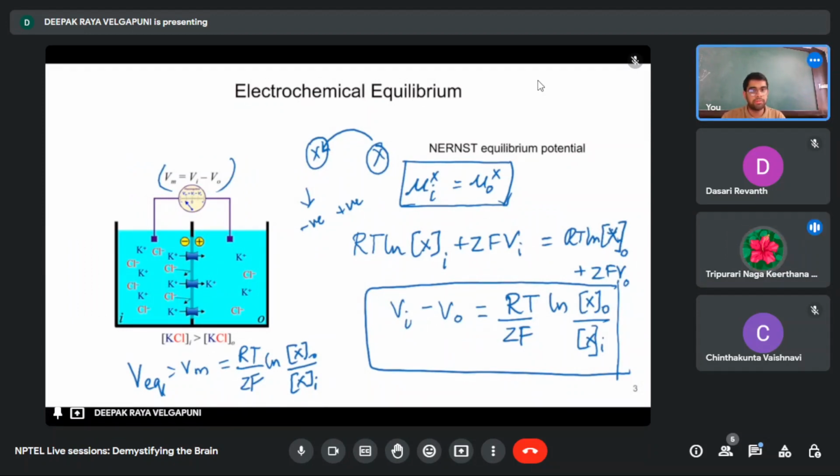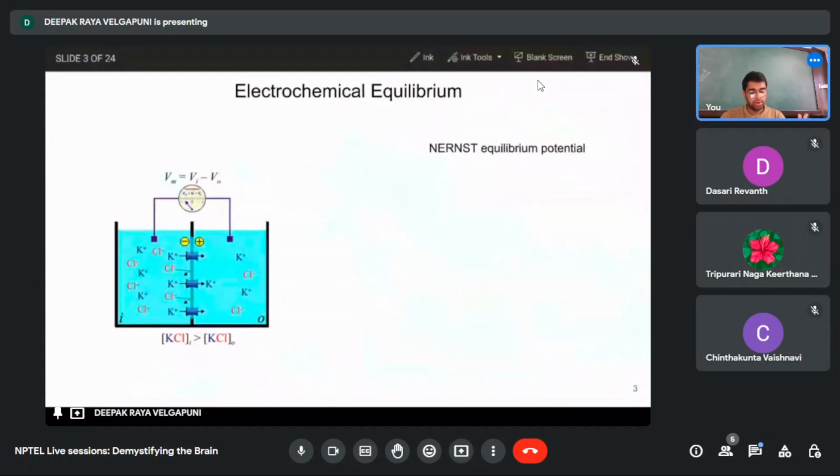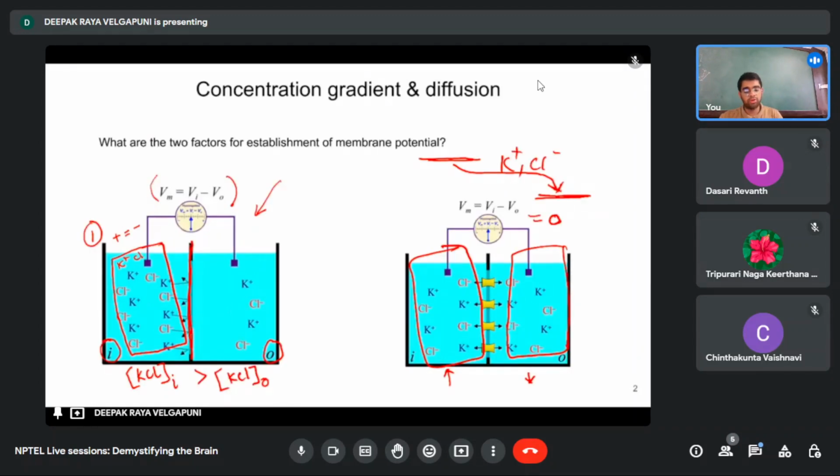That is about the Nernst equation, and now let's extend this to a neuron environment. So what happens in a neuron environment? We'll just recap what happened. We first asked the question: what are the two main factors for establishment of a membrane potential?